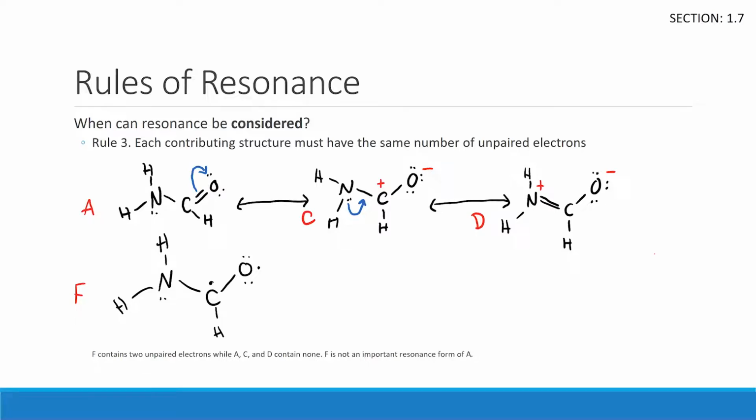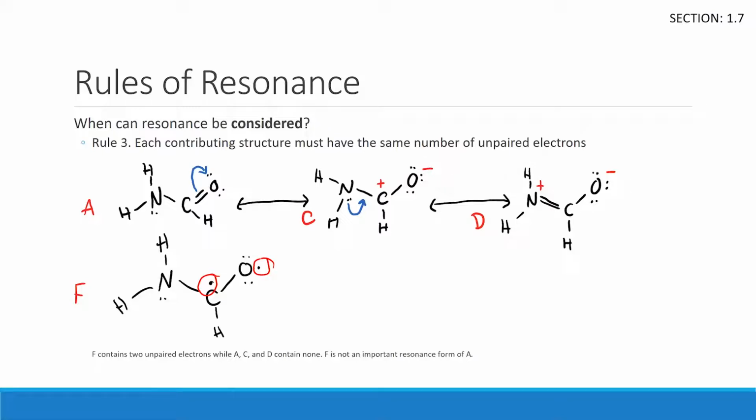Another rule to consider for resonance is that each contributing structure must have the same number of unpaired electrons. Here is our same example from before: A, C, and D. I showed you this on the last slide, and the movement of their electrons. You can see structure F here. We actually have moved electrons again, except in this case, there is one single electron on this carbon and one single electron on this oxygen.